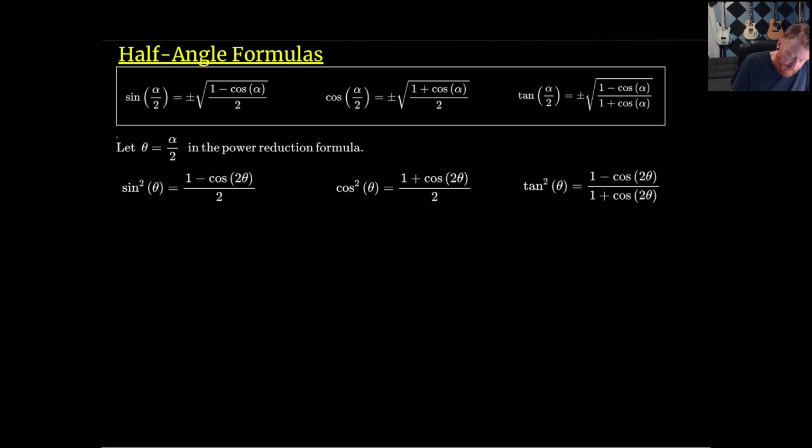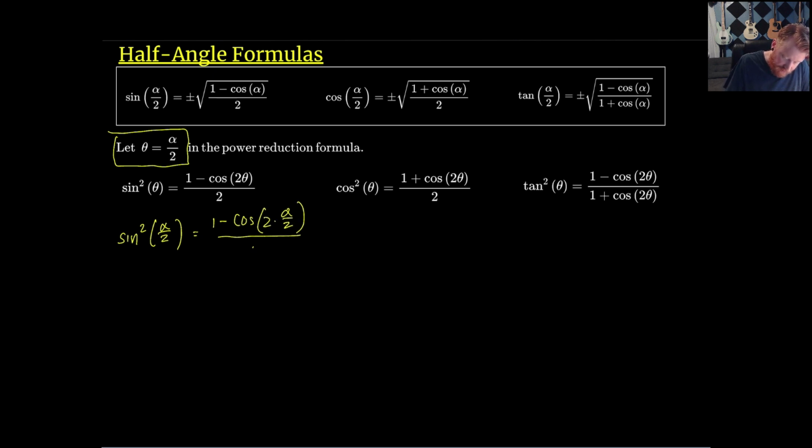So what we're going to do is let theta be equal to alpha over 2, where alpha is some angle that we know, and we're dividing it by 2 to get half of that angle. So we rewrite sine squared theta as sine squared alpha over 2, which is equal to 1 minus cosine of 2 times alpha over 2, all over 2. And now maybe you can see why alpha over 2 is what we want, because it gets rid of the double angle on cosine for us.